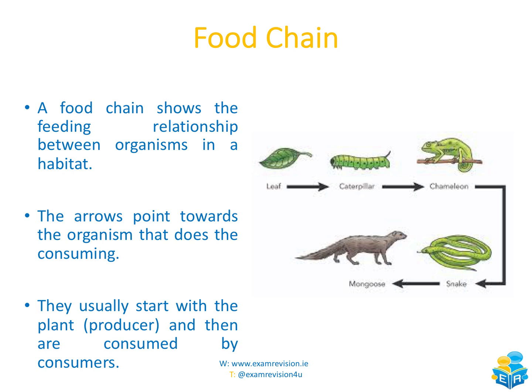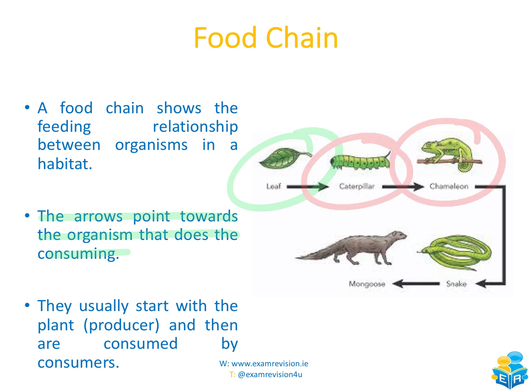Now, a food chain will show the feeding relationship between the organisms in a habitat, and really important that the arrow points towards the organism that does the consuming. So they'll usually start with our producer and then are consumed by consumers. So primary consumer, secondary consumer, tertiary consumer. In this case, we actually have a fourth consumer, but normally we'll only go as far as the third consumer just because of the amount of energy that's lost.